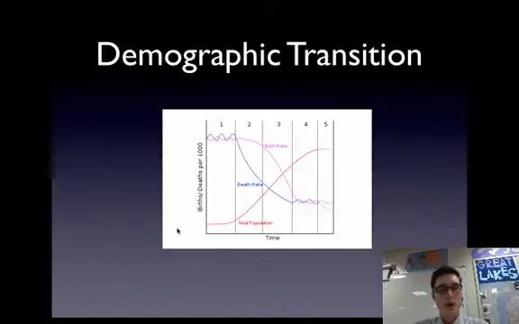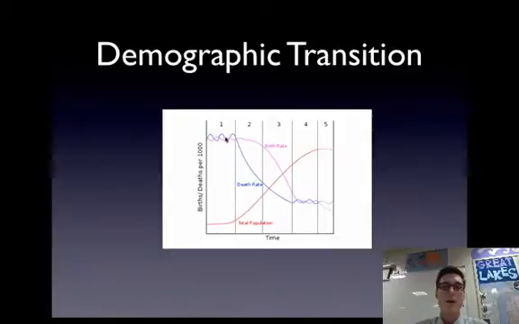And so if we look here at the y-axis, we see births increasing and deaths increasing from bottom to top per thousand in the population, and we see time increasing from left to right along the x-axis. The pink line indicates birth rate, the blue line indicates death rate, and the red line indicates total population.